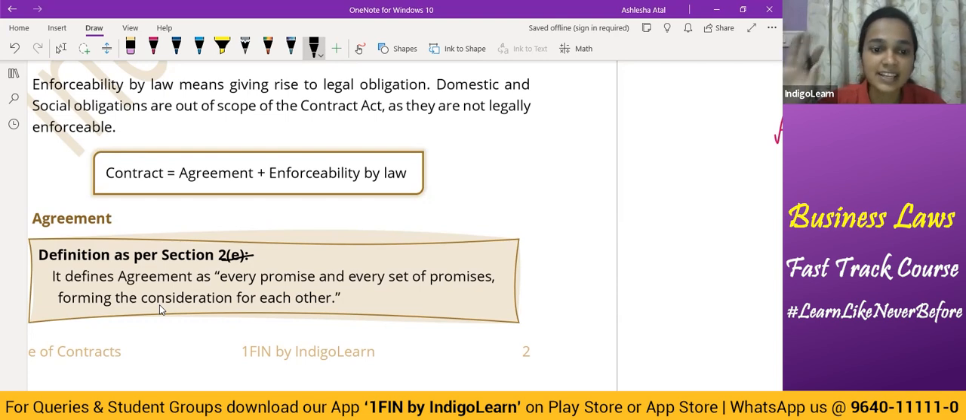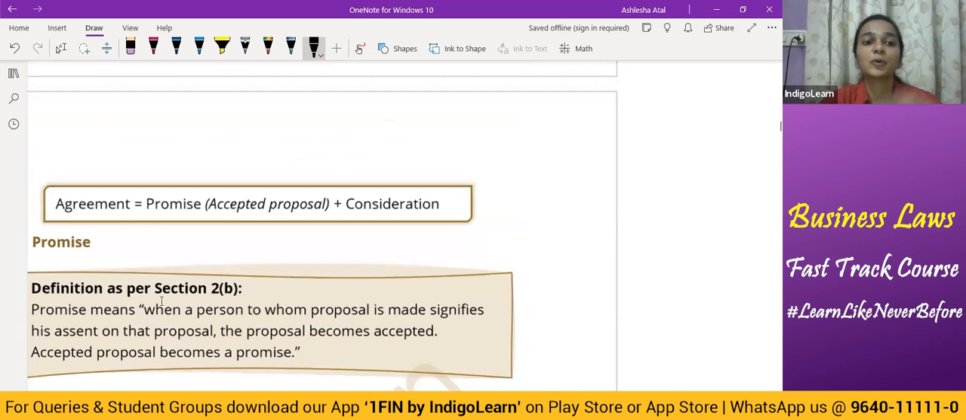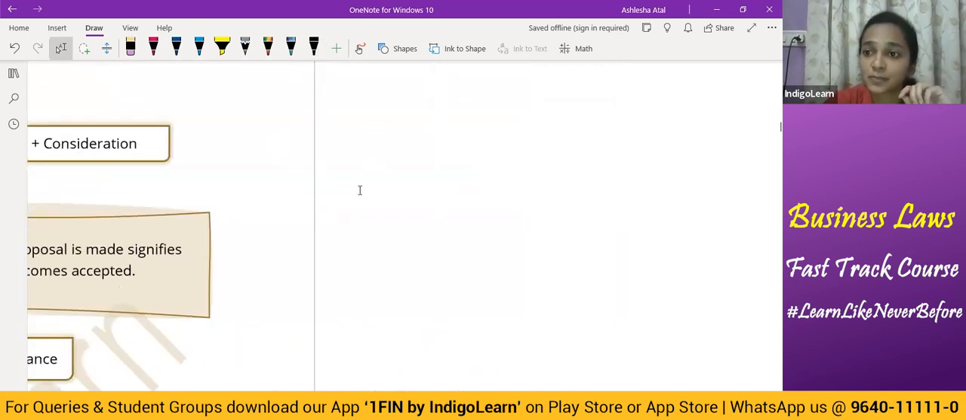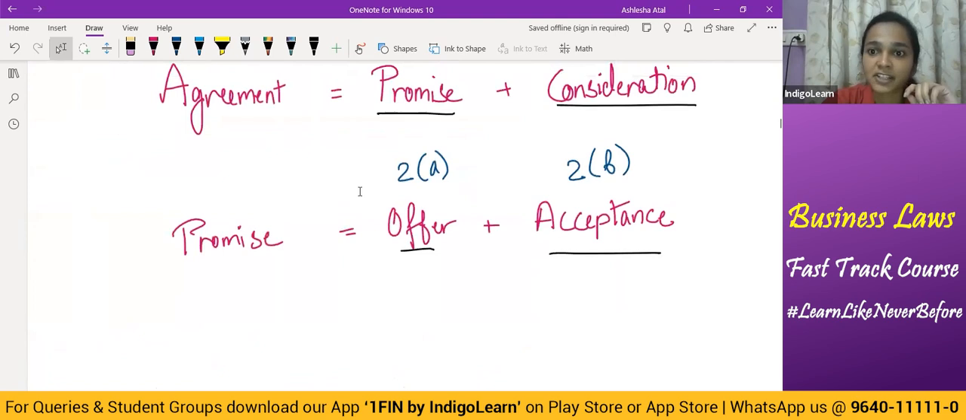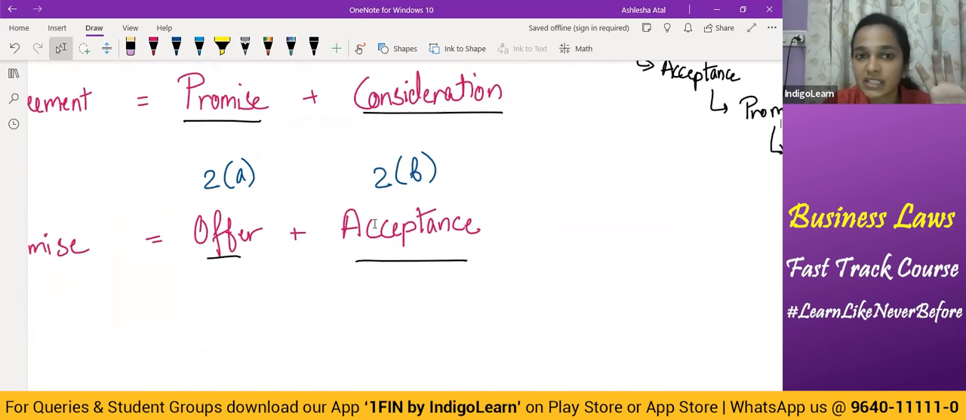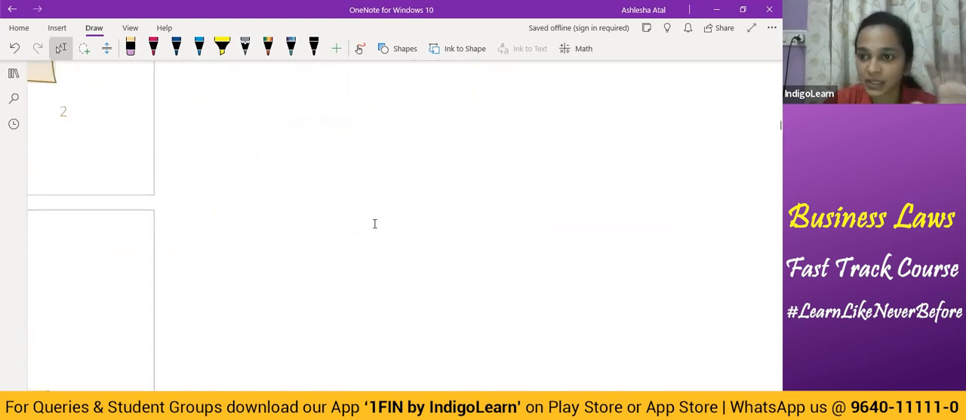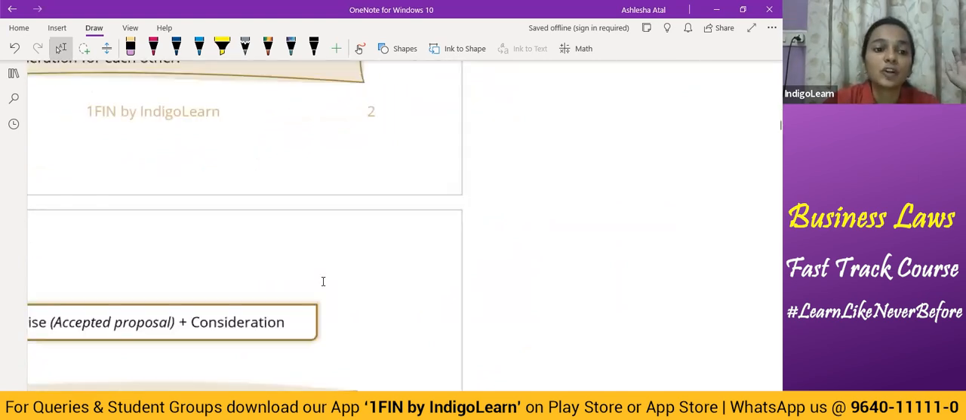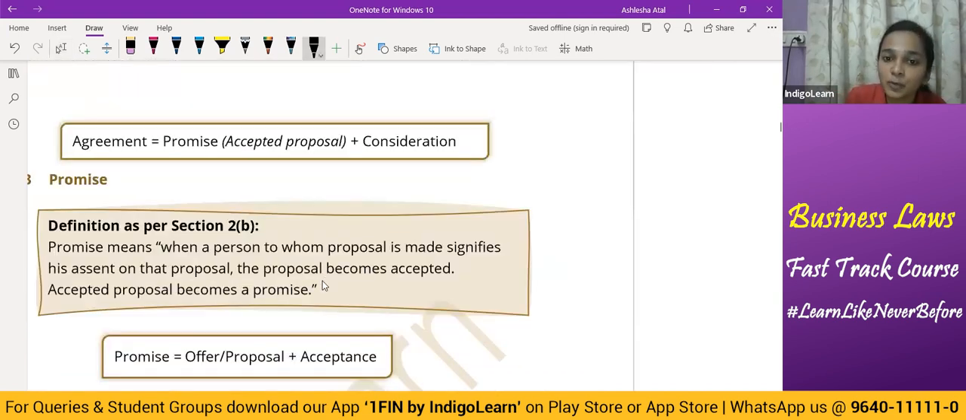Yes, ma'am. So agreement is nothing but a promise or set of promises which are forming consideration for each other. Now moving on to what is promise. Now we talk about the definition of promise. If you look at the definition of promise and the definition of acceptance, it is one and the same. So section 2 clause B defines promise and acceptance as well. So talking of what is promise, when a person to whom a proposal is made signifies his assent to the proposal, the proposal becomes accepted, and an accepted proposal becomes a promise.